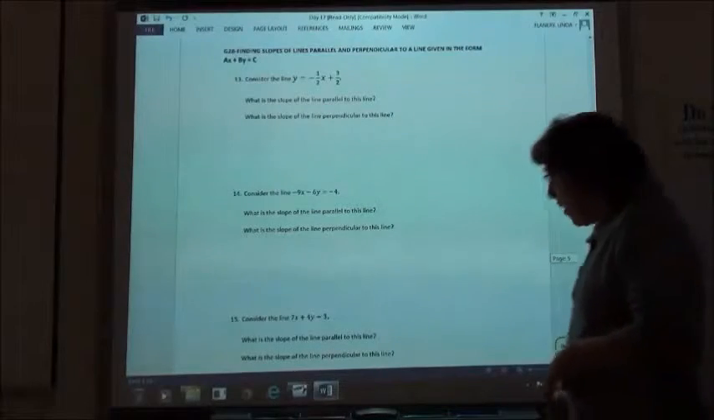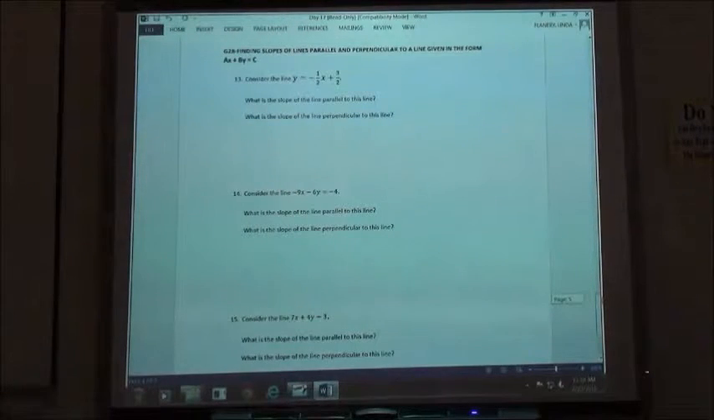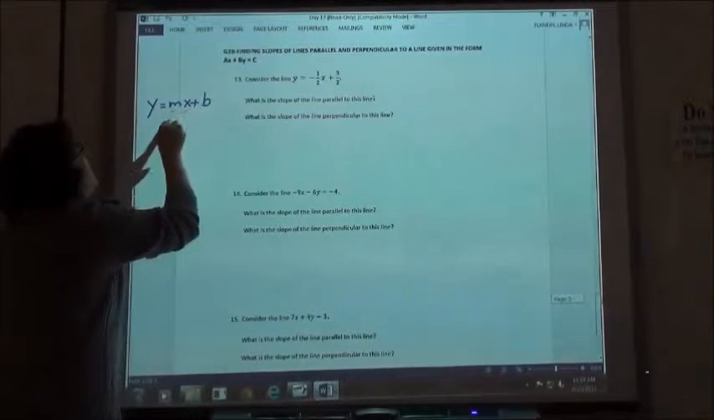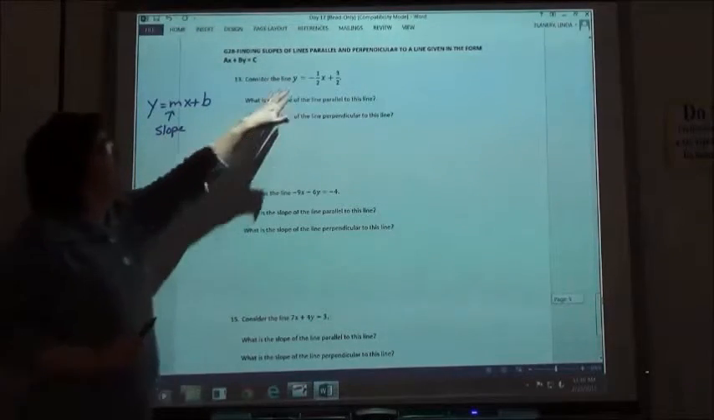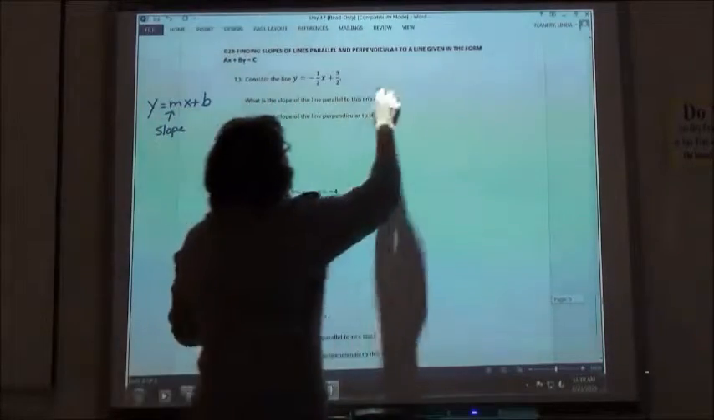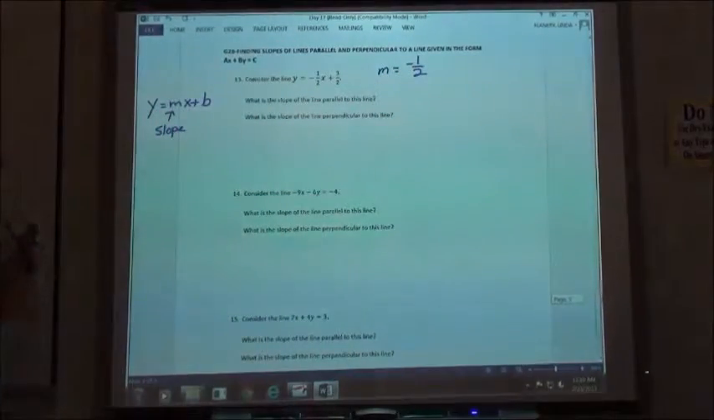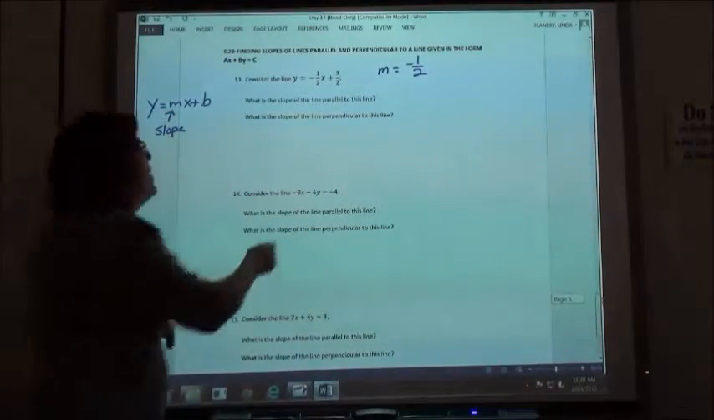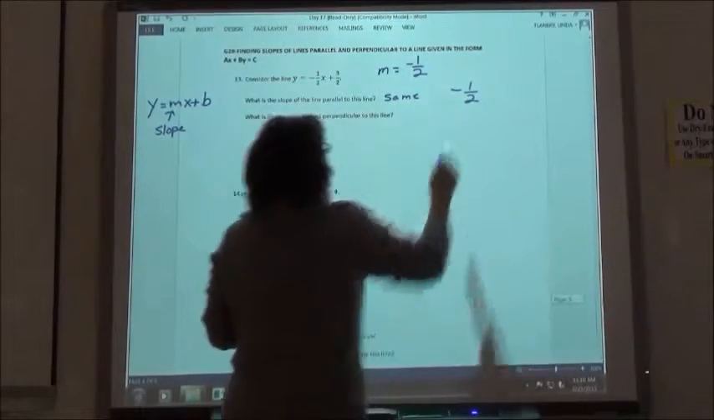For 13, 14, 15, I want you to figure out the slope of the line parallel to the given line. We know if it's in y equals mx plus b, the slope of the line is the number in front of the x. Since this equation is already solved for y, the slope is negative 1/2. If they're parallel, they should be slanted the same, so the slope should be the same, negative 1/2.